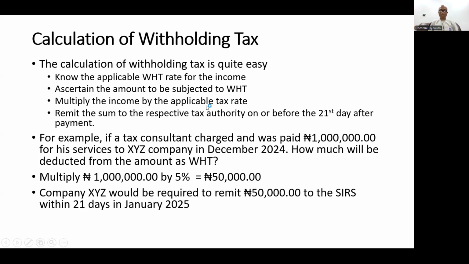Multiply the income by the applicable tax rate. Remit the sum to the respective tax authority on or before the 21st day for FIRS, and the 30th day for the State Internal Revenue Service.